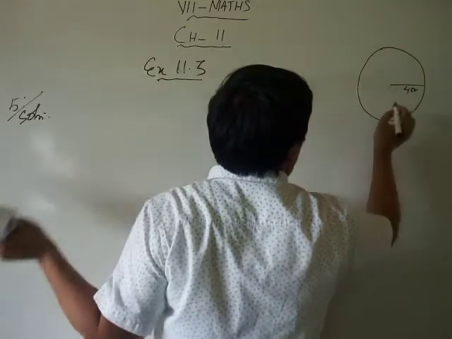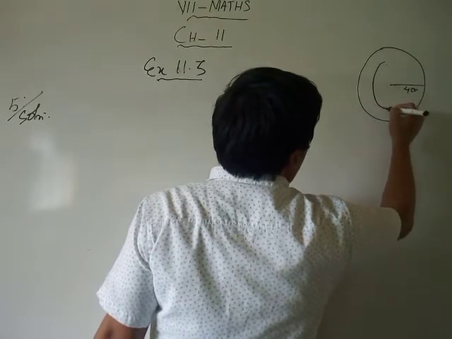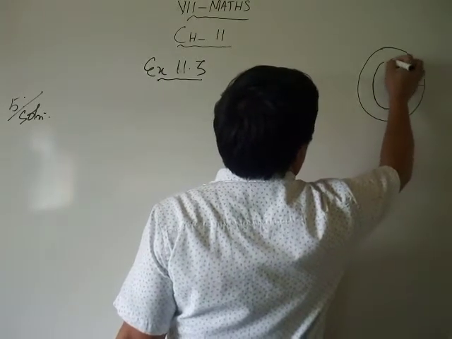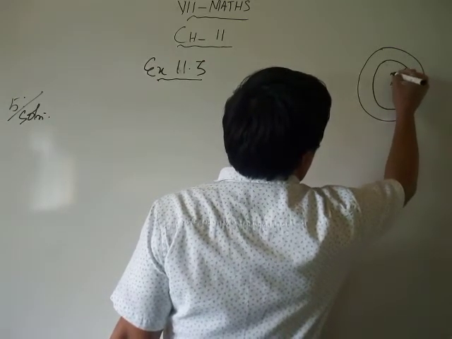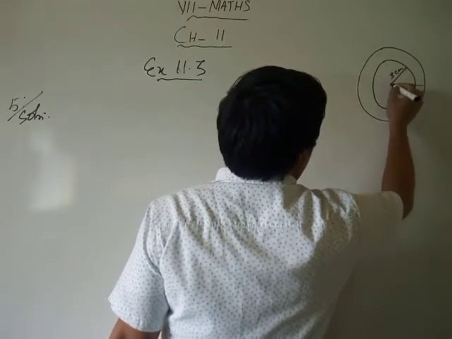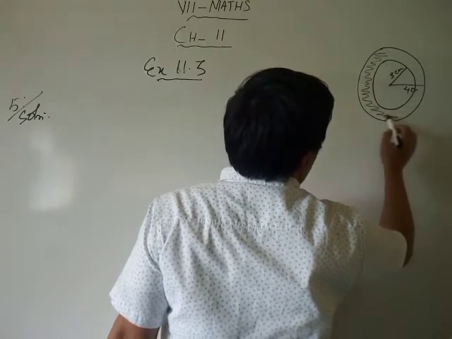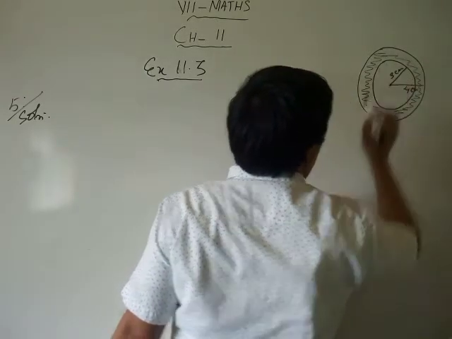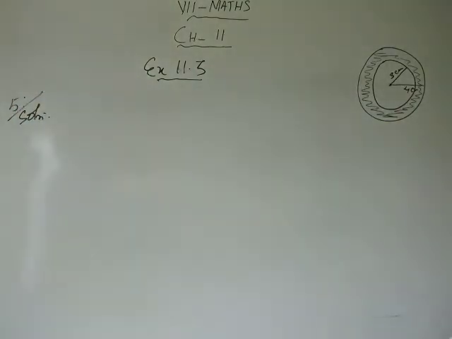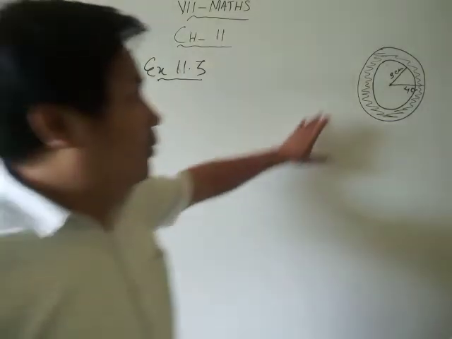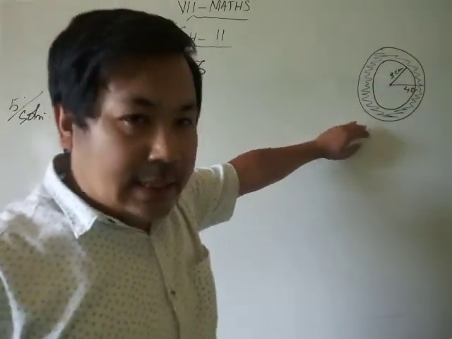Now from this, you remove another circle from inside, which has the radius of 2 centimeter. So you have to find out the area of the remaining portion of the bigger circle. You can see two circles are here. So for these two circles you are going to find out the area: area of the bigger one, area of the smaller circle.